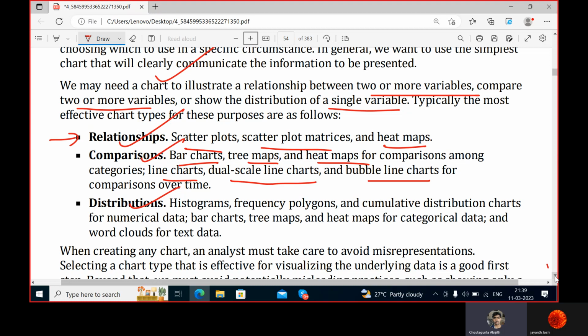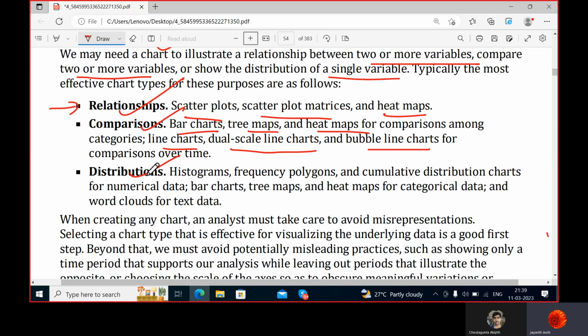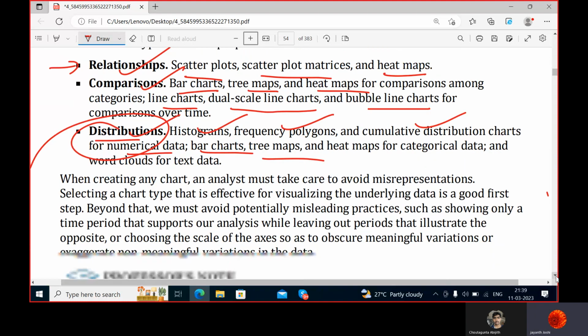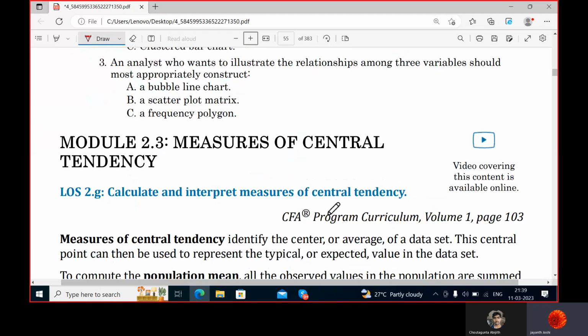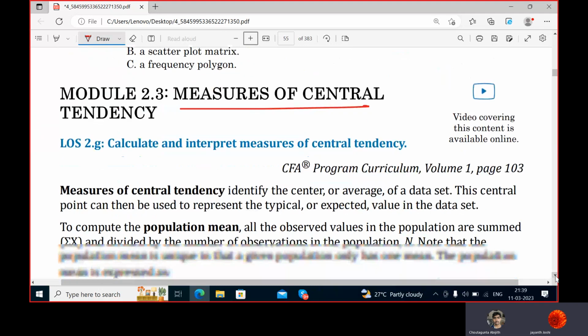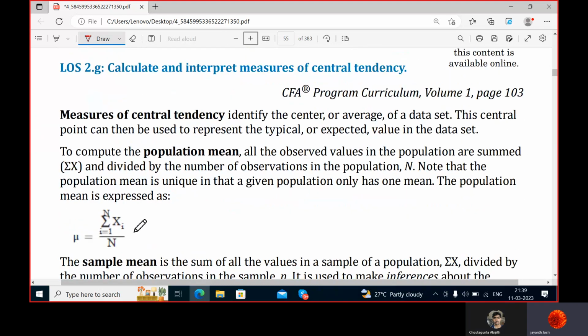And distribution: histogram, frequency polygons, cumulative distribution charts, numerical data, bar charts, tree maps, all come under distributions, everything. So this is what we have discussed. Okay, now enter into the measures of central tendency, Abhijit. See, what is the measure of central tendency?